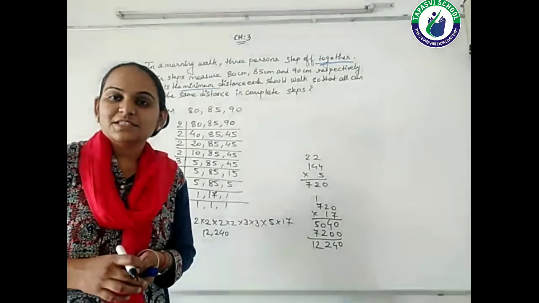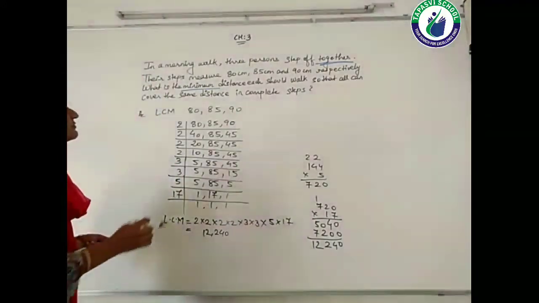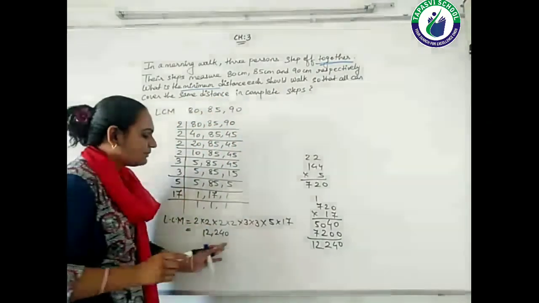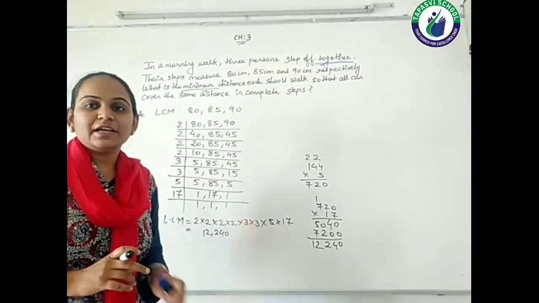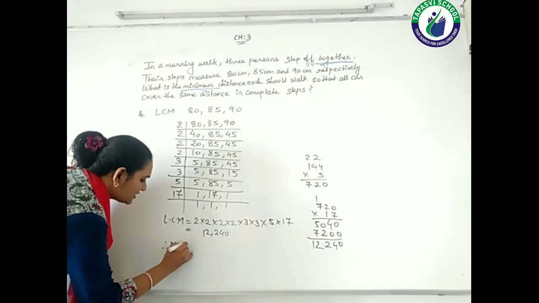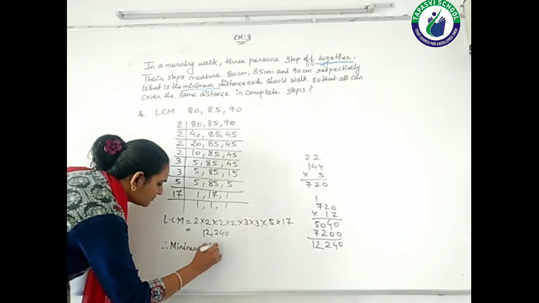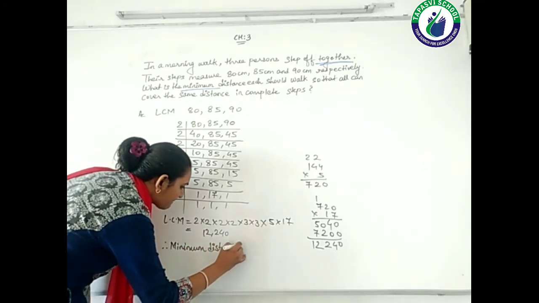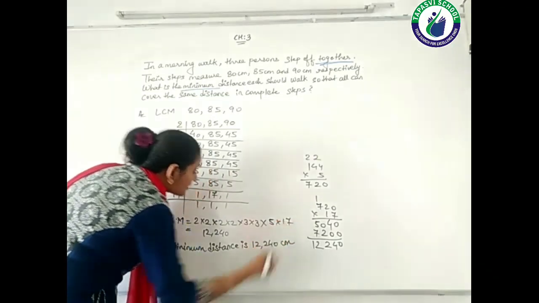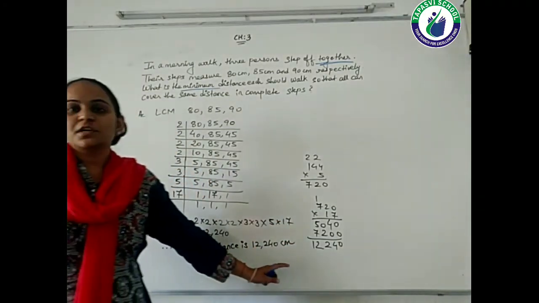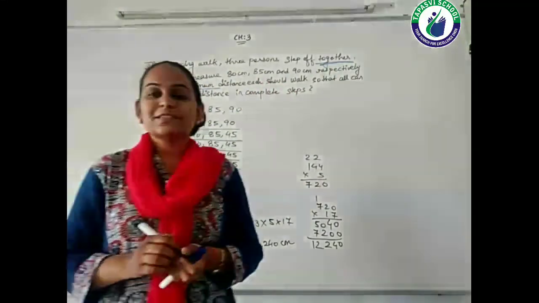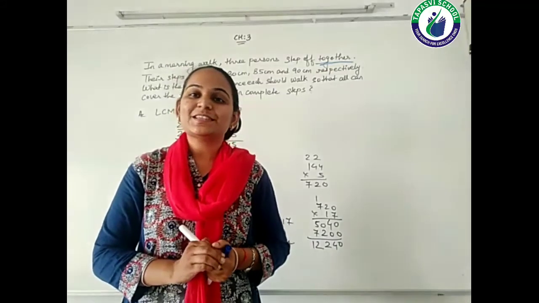So the minimum distance, see, minimum distance each should walk so that all can cover the same distance, they must cover this much minimum distance. So here I am writing, therefore minimum distance is 12,240 centimeter. Look, writing centimeter is necessary because these are all in centimeter. So is it clear to all of you? I hope you understood HCF and LCM.